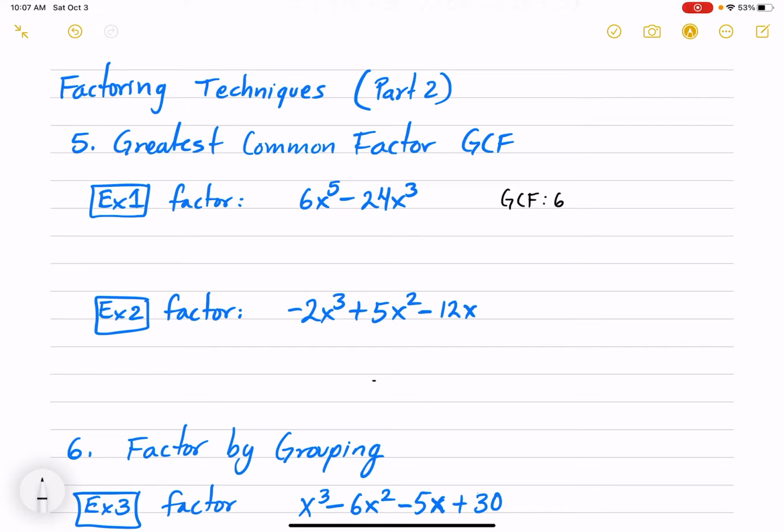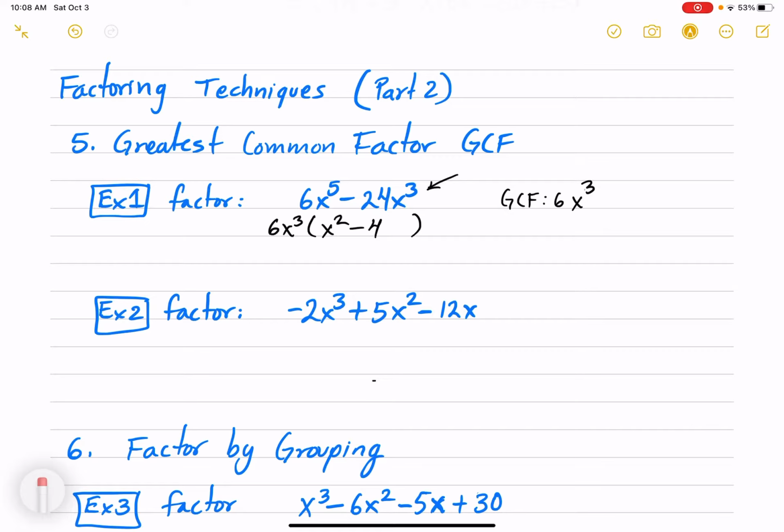take this out and see what we need to multiply that by to get the original expression. So 6 times 1 makes 6. X to the third power times x to the second makes x to the fifth. Then 24 divided by 6 is 4, so we need a negative 4 here. And because we factor out the x cubed, we leave it as just a negative 4. One way you could check if you did it right is to distribute, multiply, and you should get the original expression. But this one is correct.